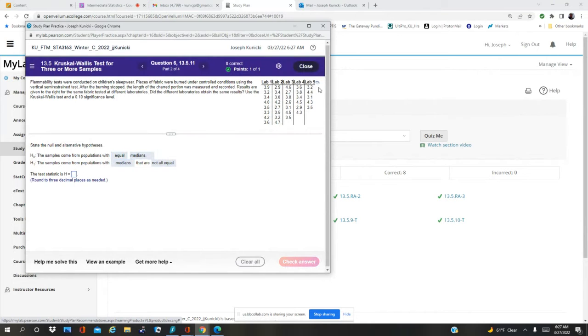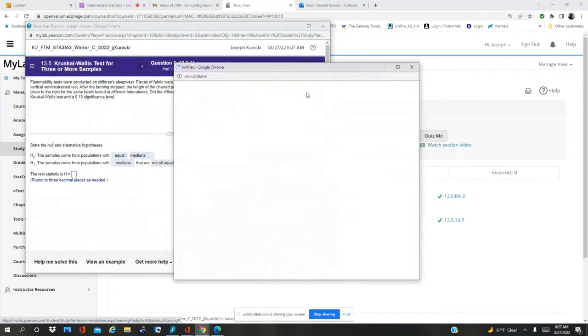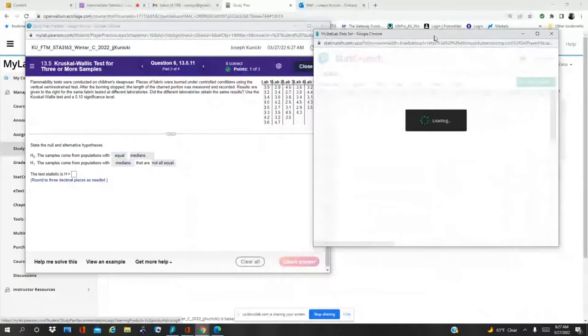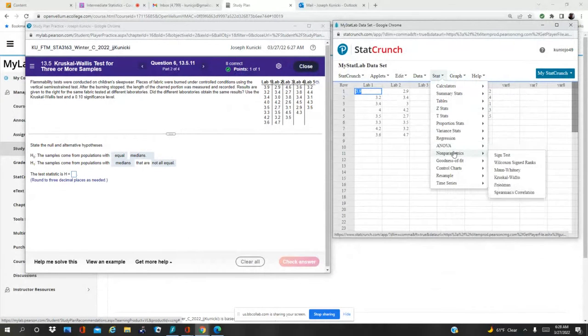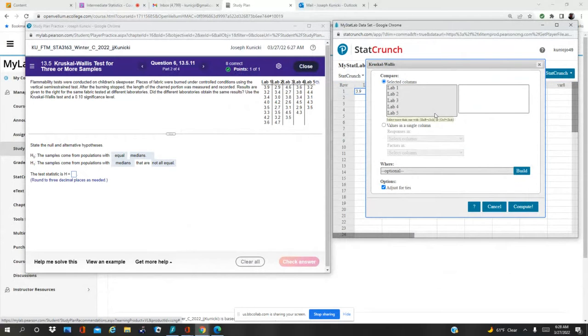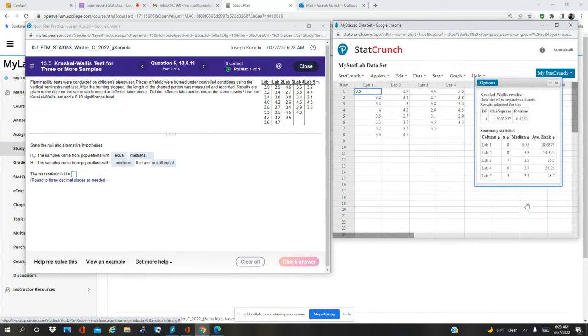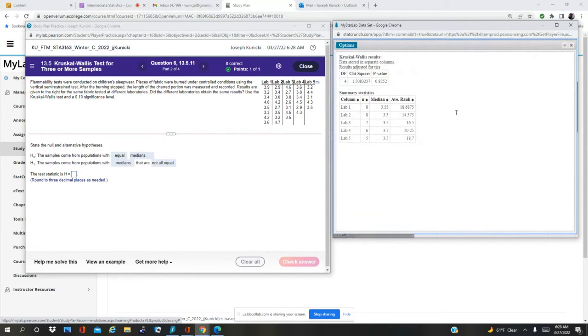The test statistic. So I open the data in StatCrunch. I do Stat, Nonparametrics, Kruskal-Wallis. Use the control key and hit enter on each one. Load them all up. That's all you've got to do for that, and compute. And our H statistic is the chi-squared, so it's 1.508.